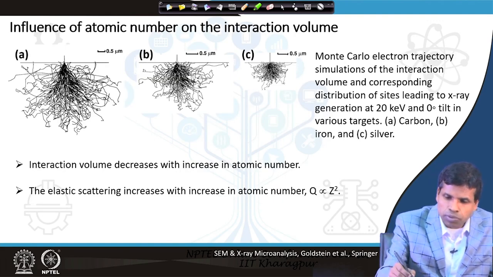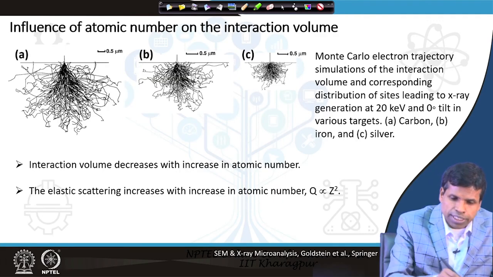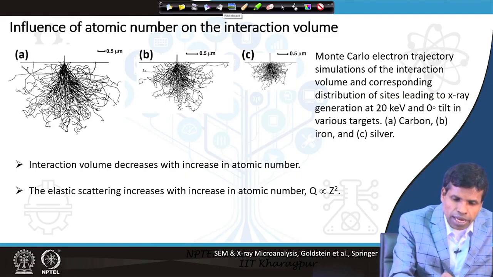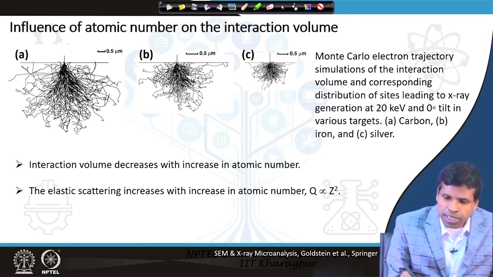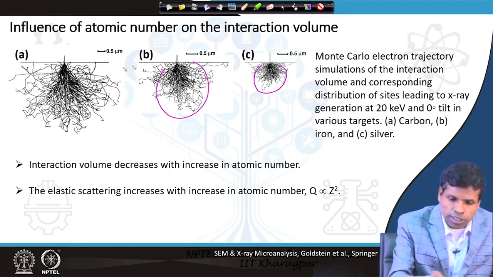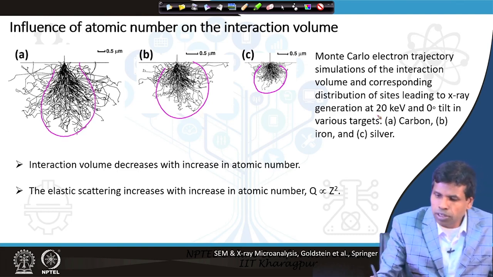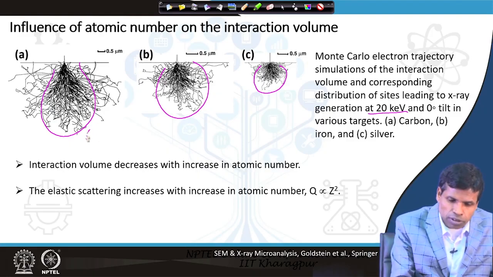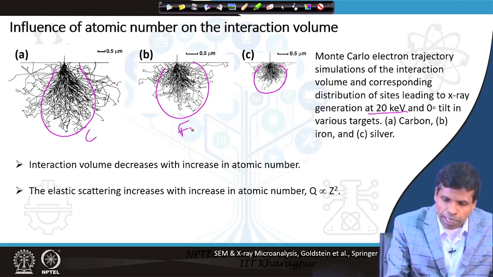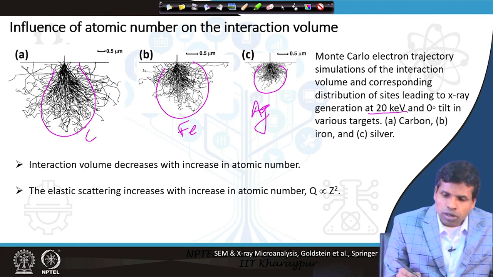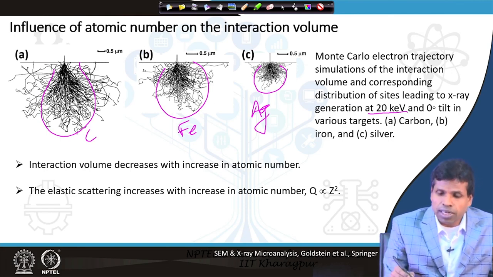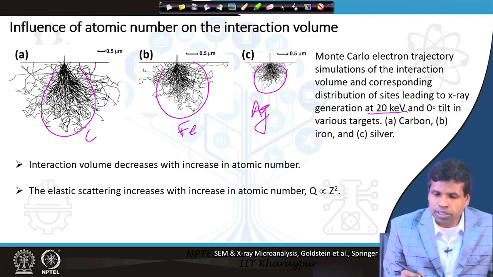As the atomic number of the material increases, the interaction volume is decreasing. This is done at the same 20 keV with 0 degree tilt, without tilt. This is for carbon, this is for iron, and this is for silver. So, information or signal will come from a smaller area of the sample if we go with higher atomic number materials.